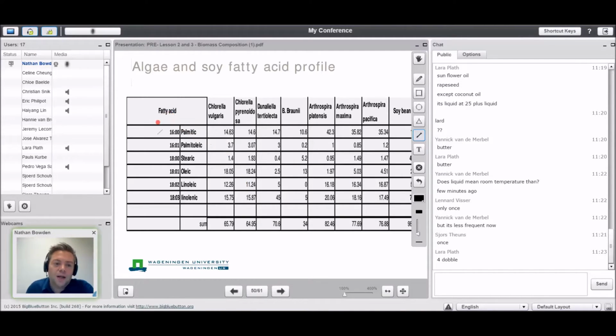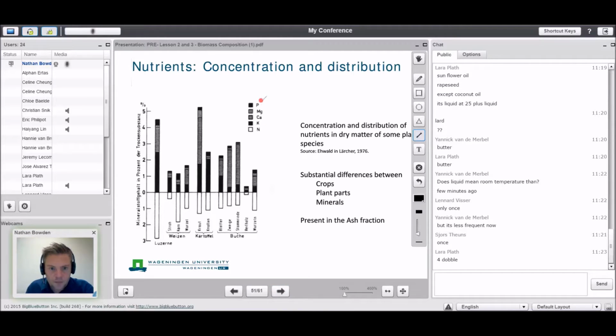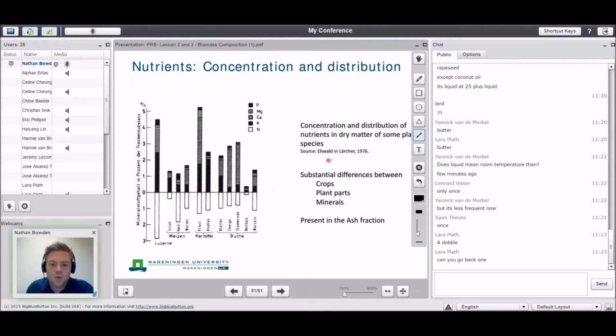All right, so here's an overview of the different fatty acids and where you can find them. You can use that for your research. Now we're going to go to nutrients. We have phosphorus, magnesium, calcium, potassium, and nitrogen. They are distributed through a species. There are substantial differences between crops, plant material, and minerals. And they are present in what we call the ash fraction.